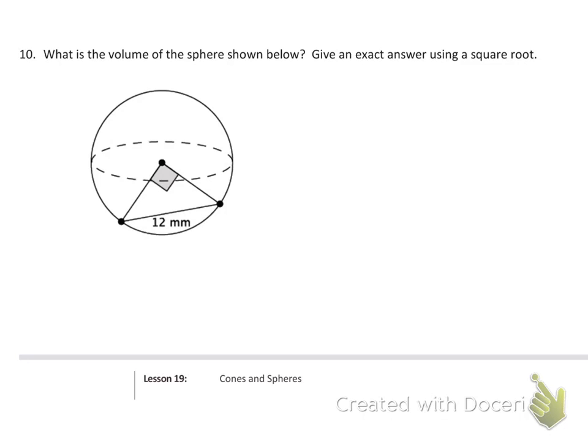Okay, one last problem. What is the volume of the sphere shown? Give an exact answer using a square root. All right, so let's just go again. I'm going to go quickly because you've done these already, right?